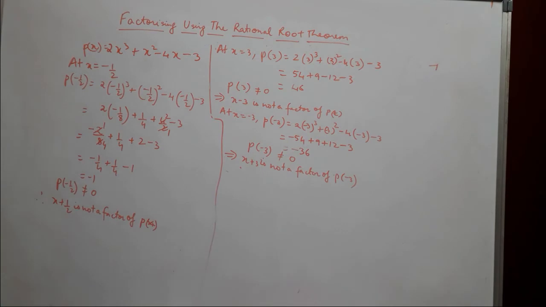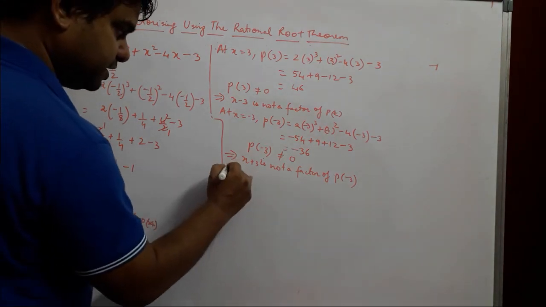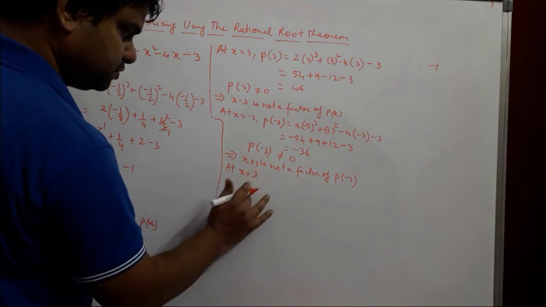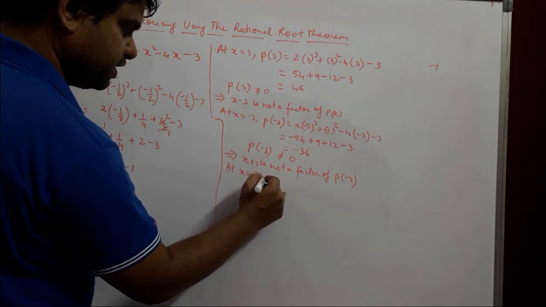Okay, done. Now the last thing that is left to find out is whether 3 upon 2 is a factor or not. So we begin at x equal to positive 3 upon 2. Okay, and we'll see if this is a factor or not.